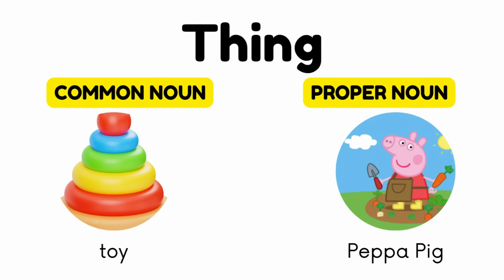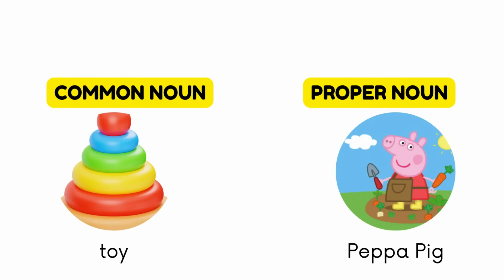There are two toys on your screen. On your left, it's just a toy. It can be any toy. And on your right, it's a specific toy named Peppa Pig. So, toy is a common noun. That's why we do not capitalize the first letter of toy. But Peppa Pig is a proper noun, so we do capitalize the first letter of Peppa and Pig both.